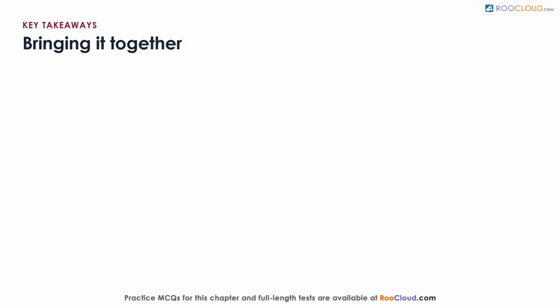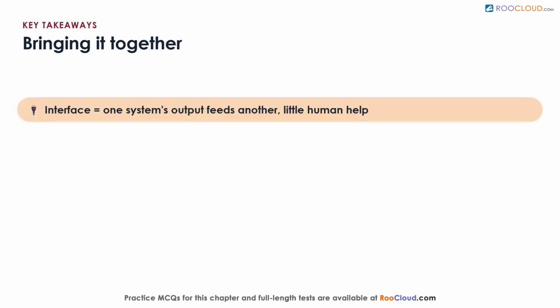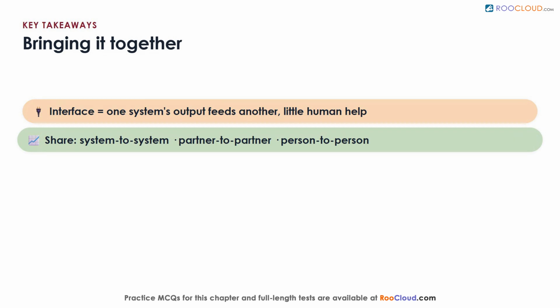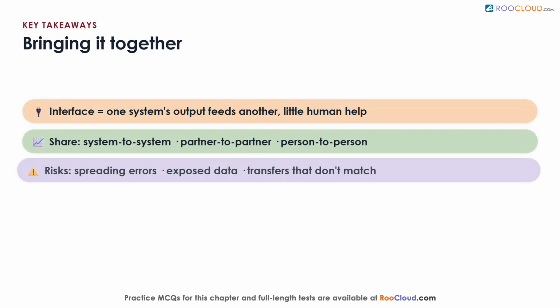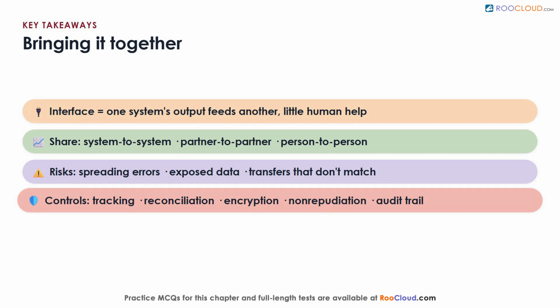So let's bring it together. An interface lets one system's output feed another, with little human help. Sharing happens system to system, partner to partner, or person to person. The big risks are spreading errors, exposed data, and transfers that don't match. The controls are central tracking, reconciliation, encryption, non-repudiation, and a solid audit trail. Master these, and you can trust the data moving across your systems.